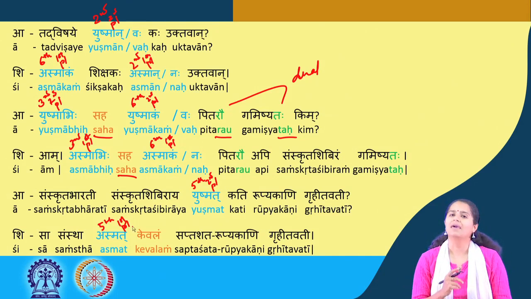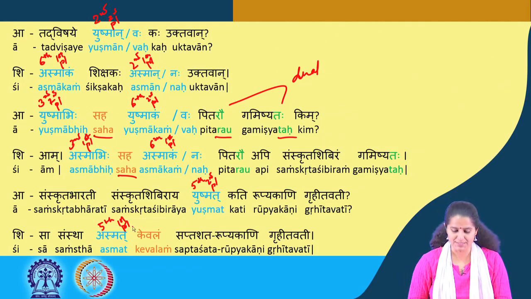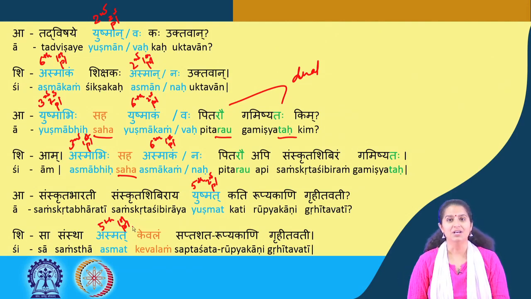Asmat kevalam, only saptashata rupyakani, that's 700 rupees, grihitavati. So this is a very, very good deal, to have just in 700 rupees the opportunity to have a full Sanskrit immersion for 7 days with everything looked after. It is really an excellent deal, and I would highly recommend that you try and find such a community around you of Sanskrit Bharati and have the opportunity to practice your Sanskrit.